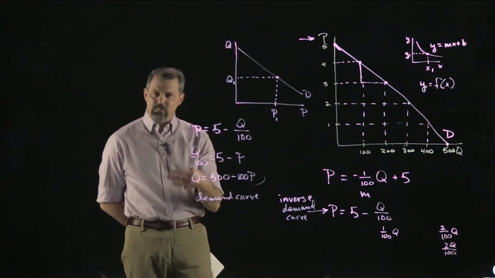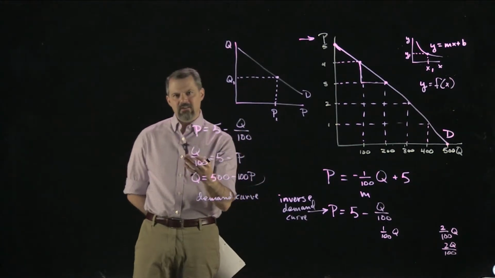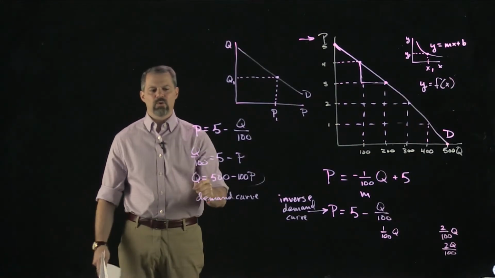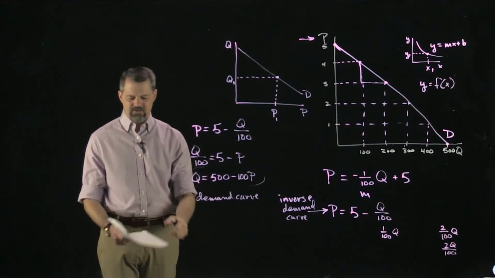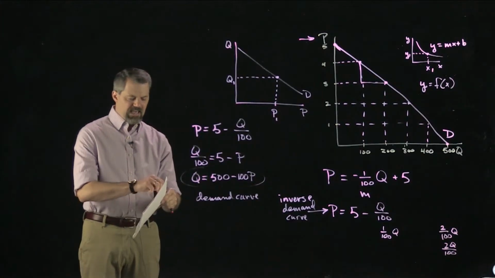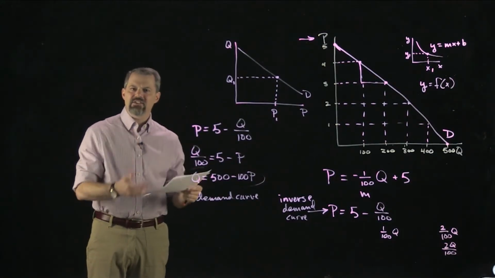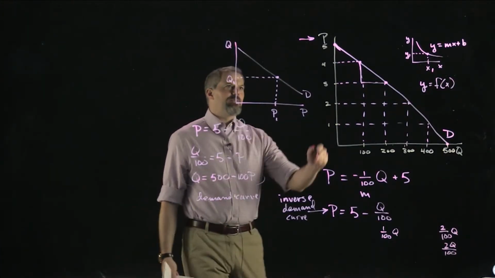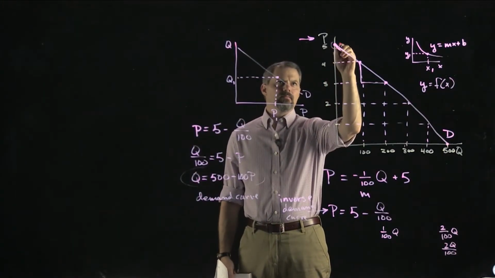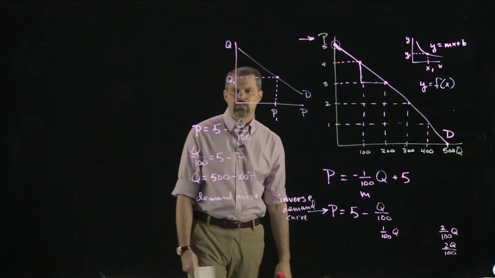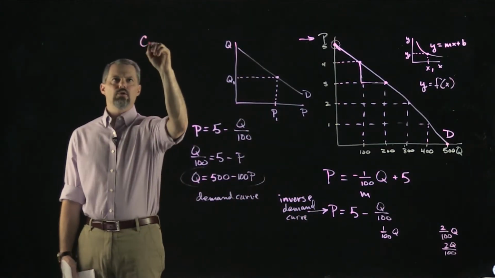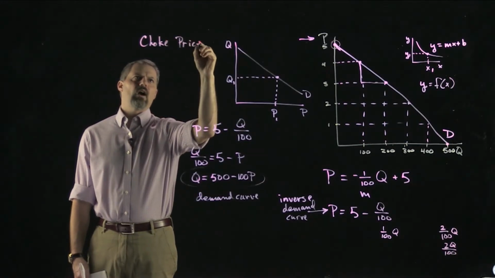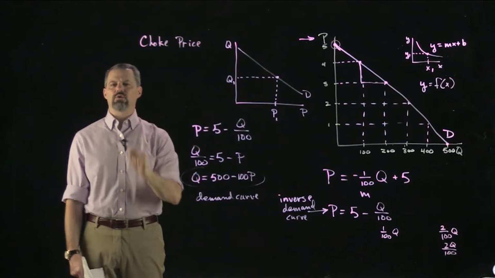But now we have to think carefully about it, because we've got this behavioral story, and we want to be working with the demand curve, the function that fits with the story that we're thinking about. We've got a name for this term right up here. That term right there we call the choke price. So the choke price, that's the price at which demand gets choked off to nothing.